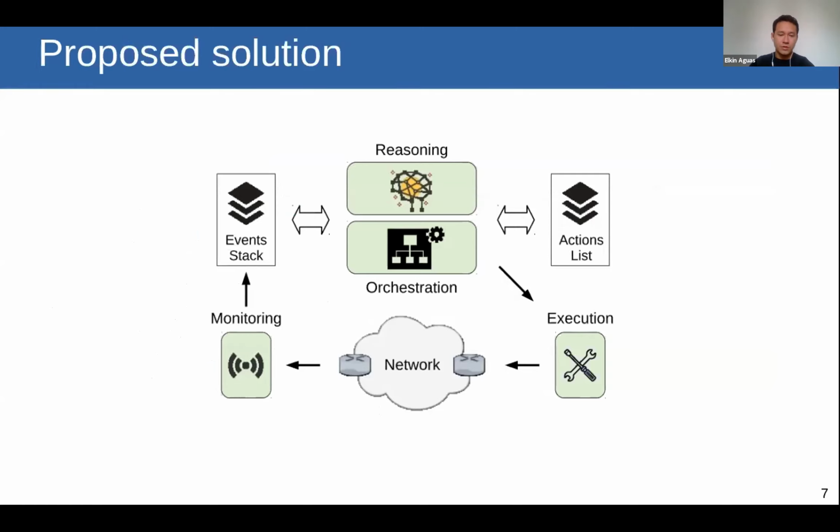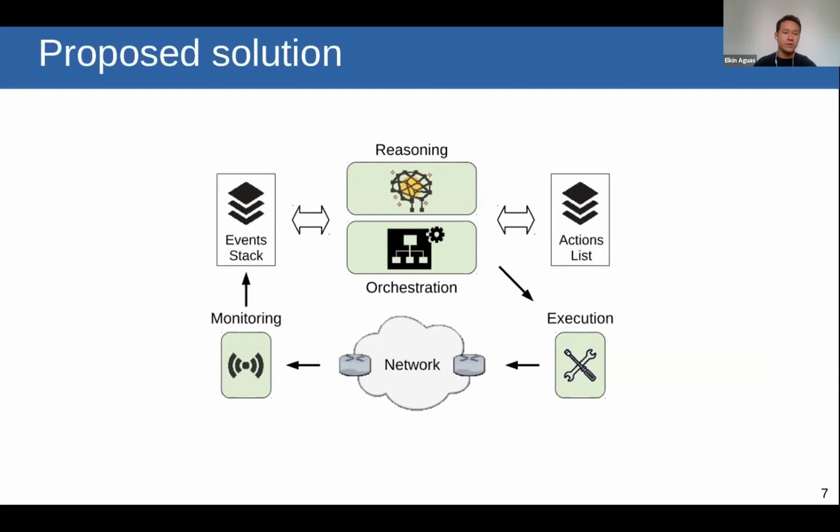In order to do this, we need to have access to the routers, more specifically to the border routers of an autonomous system, in order to change the configuration and re-announce prefixes. So this is the general architecture of the solution that we envision. There's a monitoring block, for instance, that is going to be taking measurements from the network frequently, and is going to store them in an event stack. Then there's going to be a reasoning block. There's where our reinforcement learning is going to be.